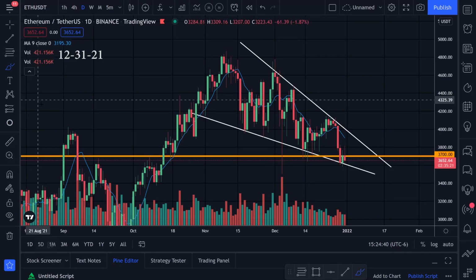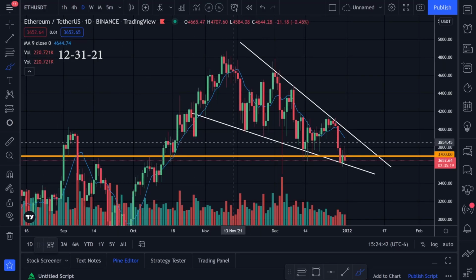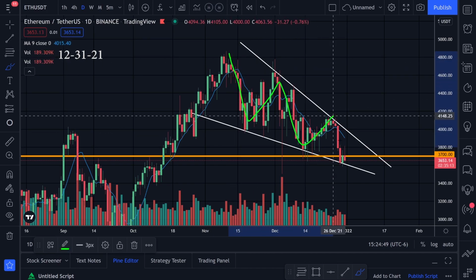Let's take a look at the chart for Ethereum. Okay, so here's what we're looking at. We're on the daily time frame right now, and we've been looking at this for a while, or at least in my last couple of videos. We have a falling wedge, something like this.